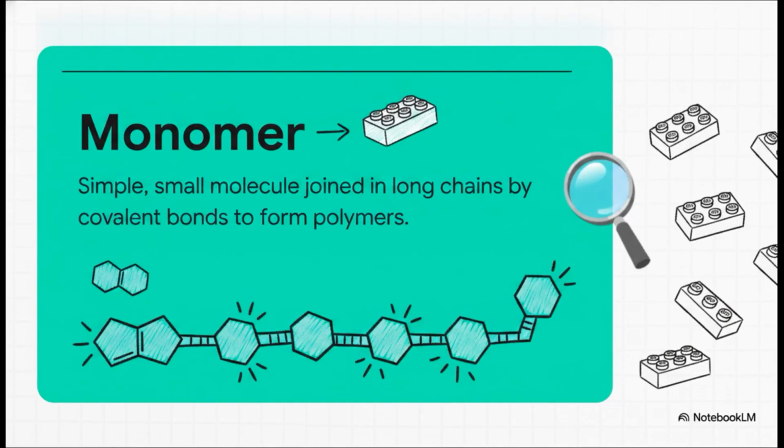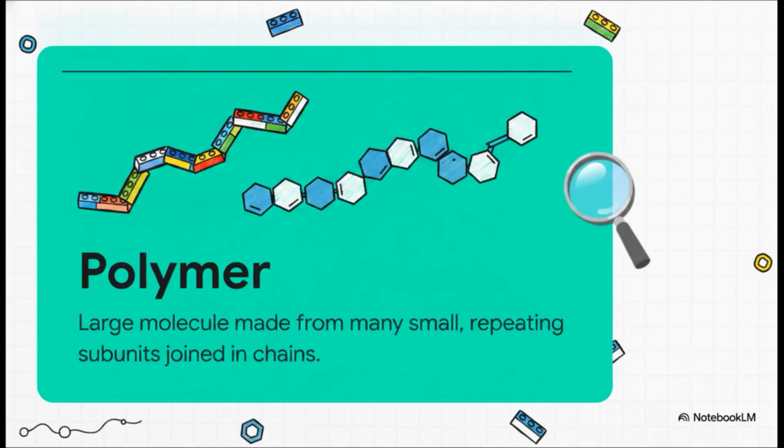So how do these elements actually organize themselves? Well, they start by forming what we call a monomer. Going back to our Lego analogy, a monomer is just a single individual Lego brick. It's a really simple, small molecule. On its own, yeah, it's tiny, but it has this absolutely crucial ability to join together in long chains using really strong covalent bonds.